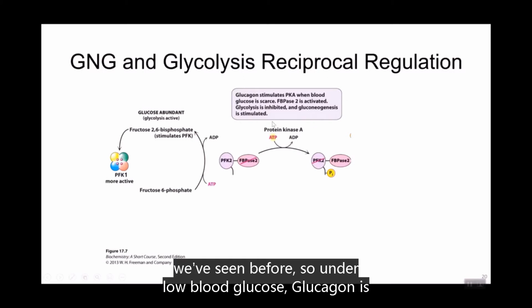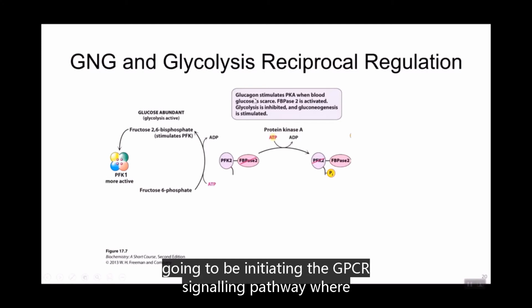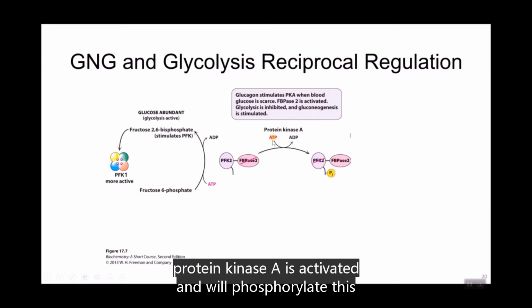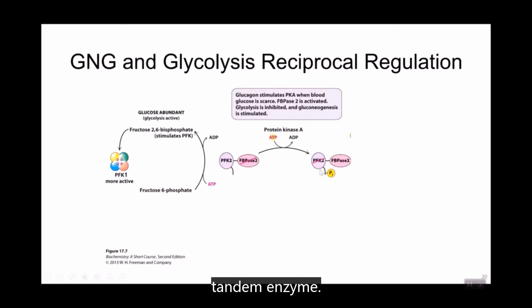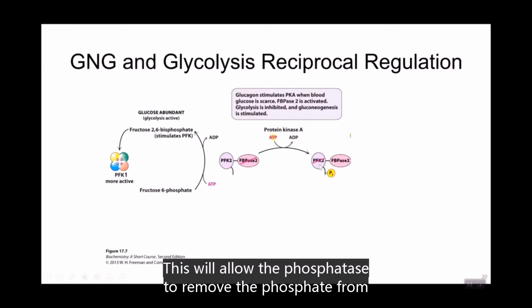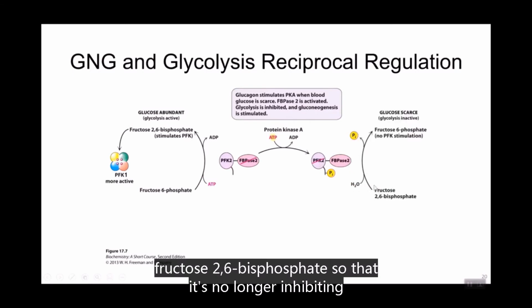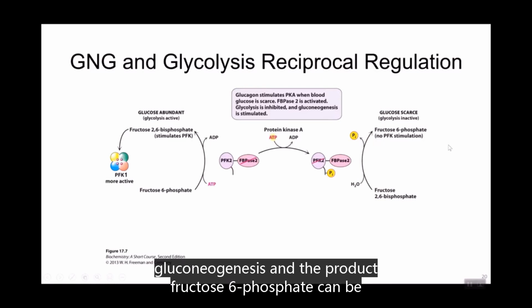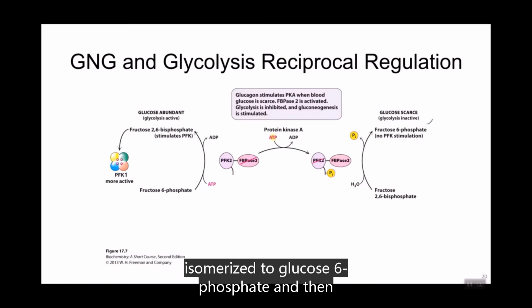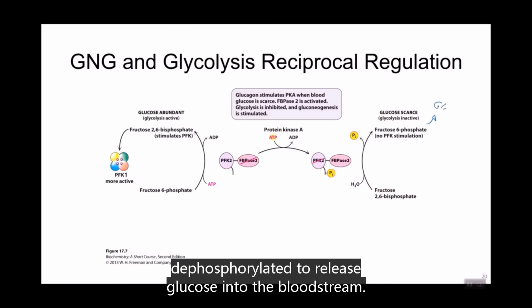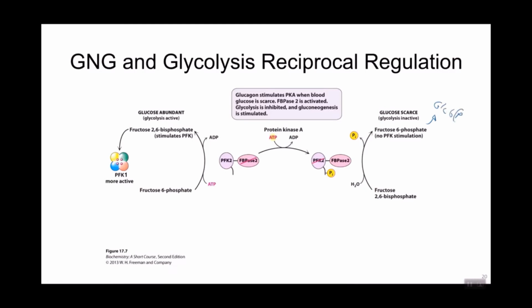This signaling pathway is something that we've seen before. So under low blood glucose, glucagon is going to be initiating the GPCR signaling pathway, where protein kinase A is activated and will phosphorylate this tandem enzyme. This will allow the phosphatase to remove the phosphate from fructose 2,6-bisphosphate so that it's no longer inhibiting gluconeogenesis, and the product, fructose 6-phosphate, can be isomerized to glucose 6-phosphate and then dephosphorylated to release glucose into the bloodstream.